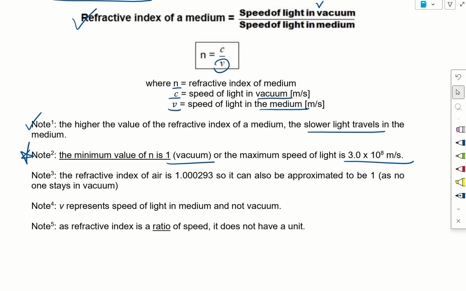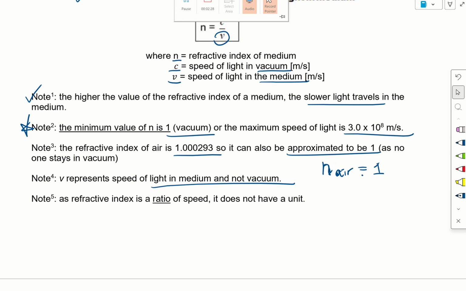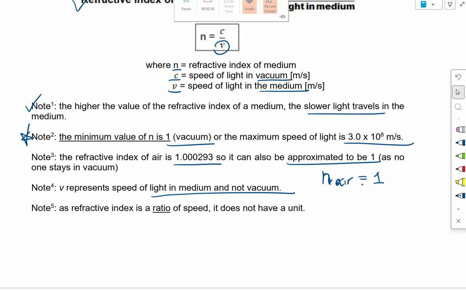Take note, number 3, the refractive index of air is 1.000293, so it can also be approximated to be 1, because nobody actually stays in vacuum, they stay in air. So we can just roughly take it that the refractive index of air equals 1. Now, V represents speed of light in medium and not in vacuum. Take note of that. As refractive index is a ratio, it does not have a unit.